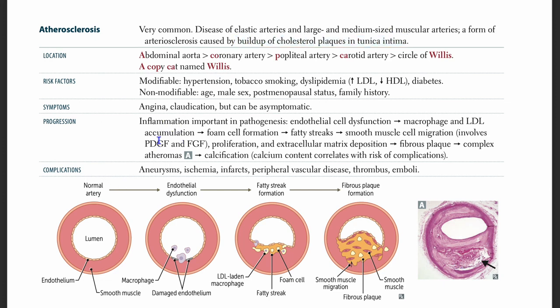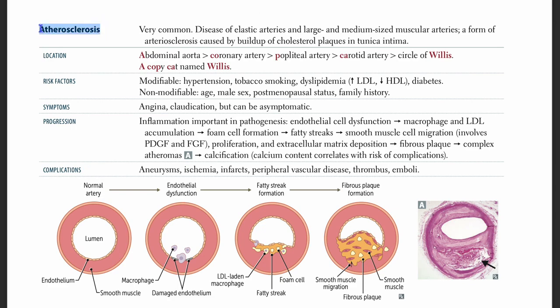Okay, so we have accumulation and then foam cell formation, then the fatty streak, then the smooth muscle cell migration involves platelet-derived growth factor and fibroblast growth factors, proliferation and extracellular matrix deposition, fibrous plaque, and then complex atheromas are formed and calcification occurs. So calcium content correlates with risk of complications.